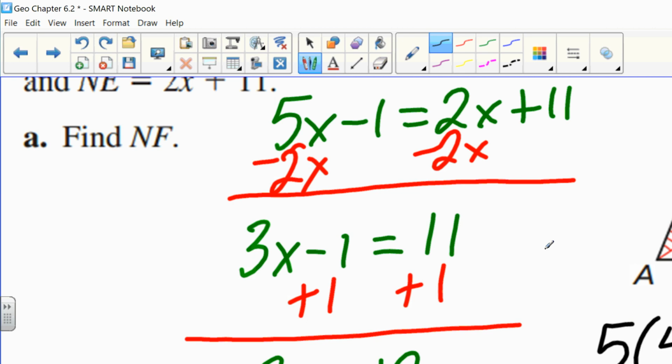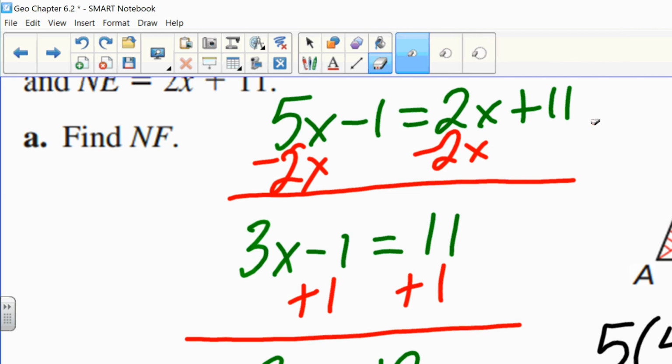Now, it is good to go on and plug it into both because these lengths should be the same. Now, if we got the correct answer, it will give us 19. Now, say if we got 3 as the answer, well, 5 times 3 minus 1. 5 times 3 is? Minus 1 is 14. 2 times 3 plus 11. 2 times 3 is? Plus 11 is... Well, they're supposed to be equal, yes?